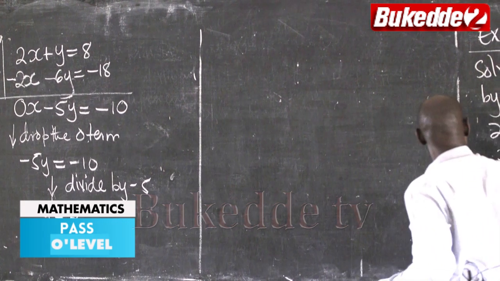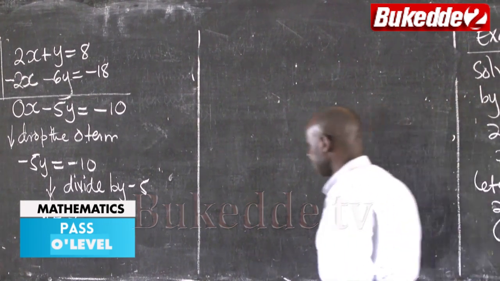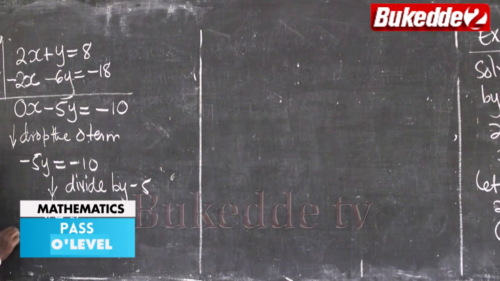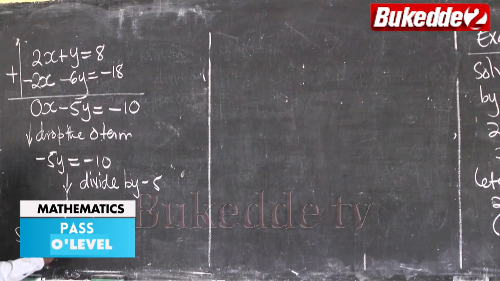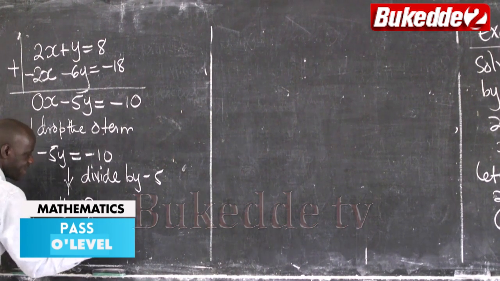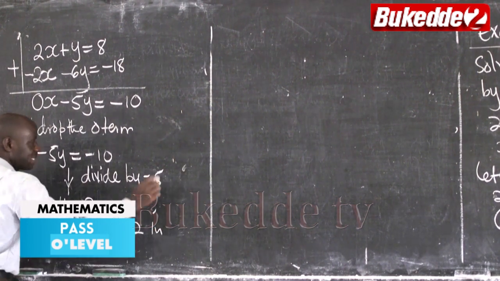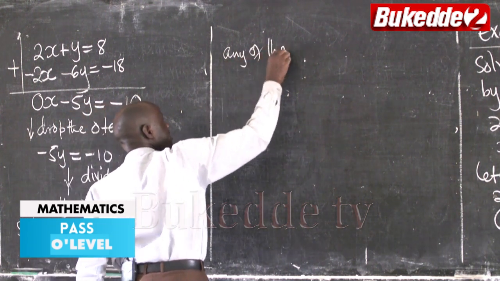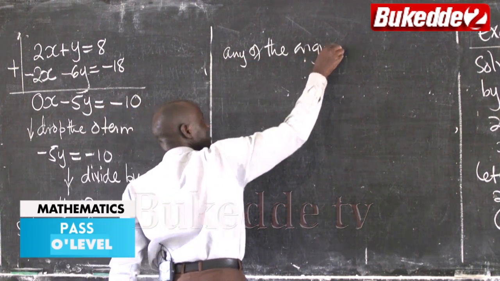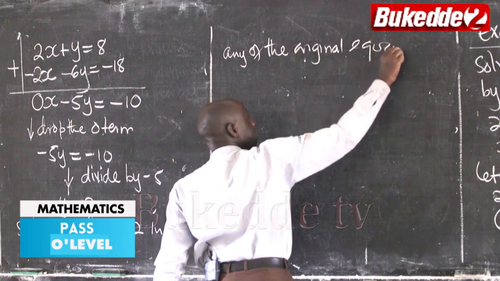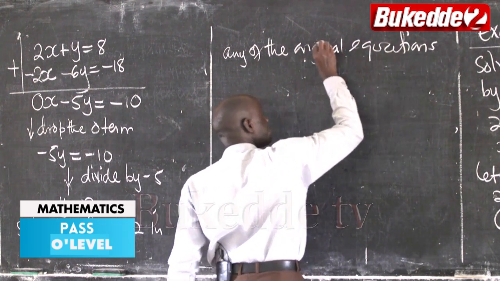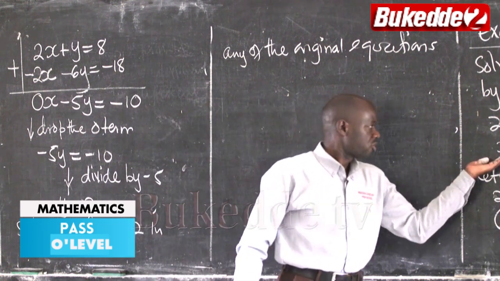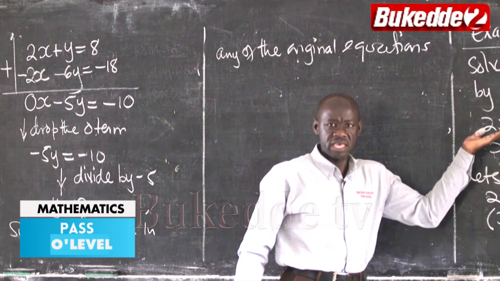What did we say in the previous example? We said that now, substitute y is equal to 2 in any of the original equations. How do you substitute? You can use this, you can use that. So either way it works.